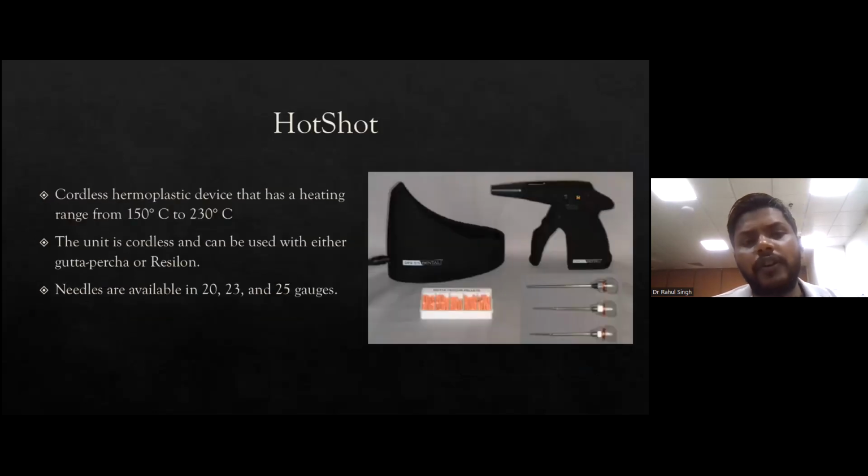Coming on to Hot Shot. Hot Shot is another variant of this technique, which is a cordless thermoplastic device that has a heating range of 150 to 230 degrees Celsius. The unit can be used with either gutta-percha or Resilon. And the needles are available in similar sizes of 20, 23, and 25 gauges. All these techniques that we are studying have some advantages and disadvantages, but the main aim is to deliver the heated or softened gutta-percha into the canal without increasing the temperature of the root canal.